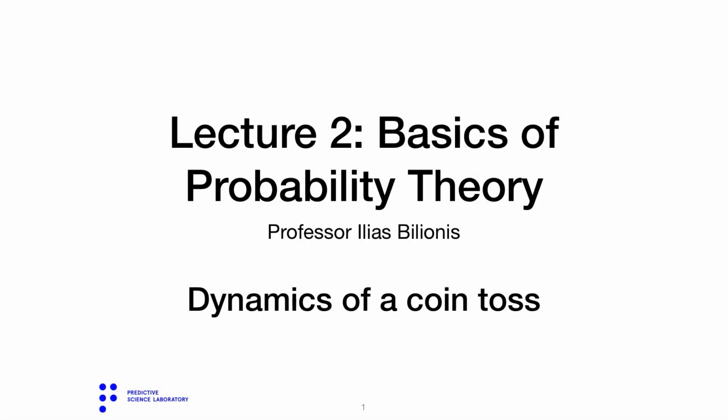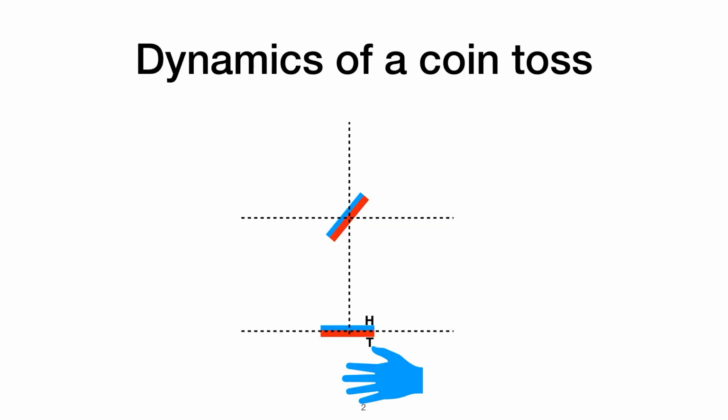In this section, we're going to analyze the dynamics of a coin, and we're going to show that tossing a coin is not really a random process. Let's consider an idealized coin living in two dimensions. The coin has two sides. One side, the red one, corresponds to tails, and the other side, the blue one, corresponds to heads.